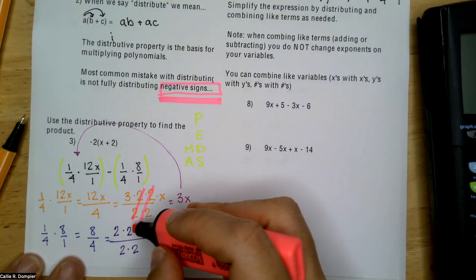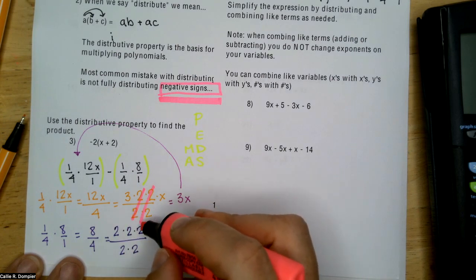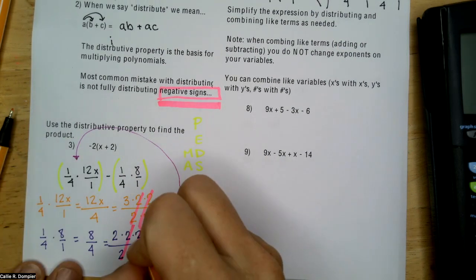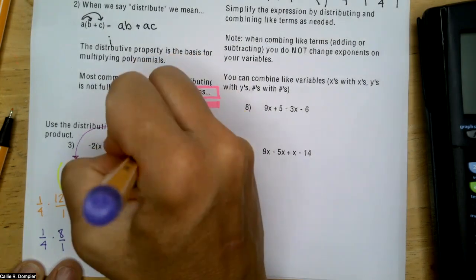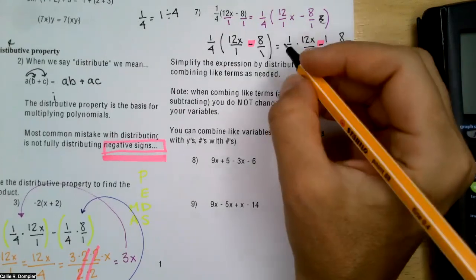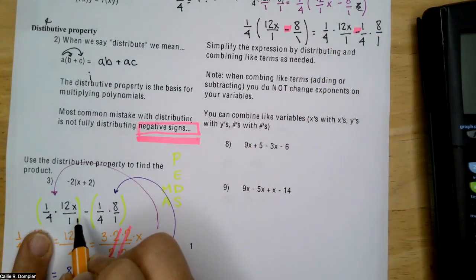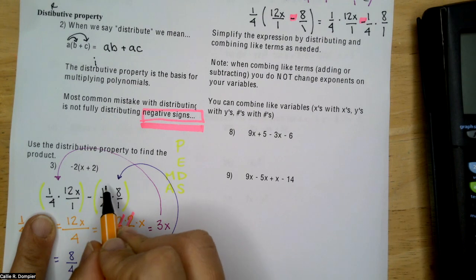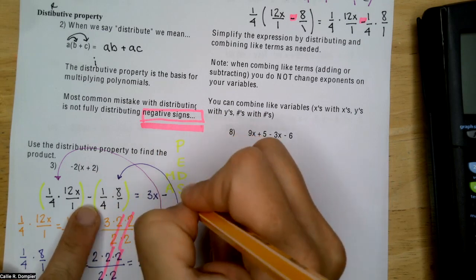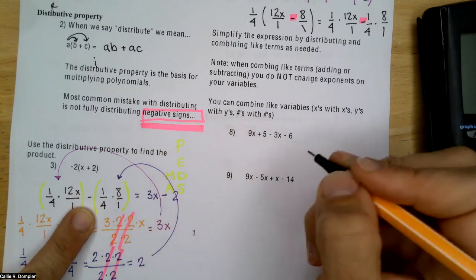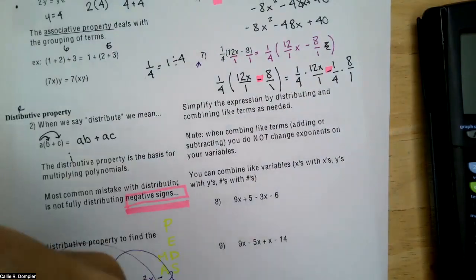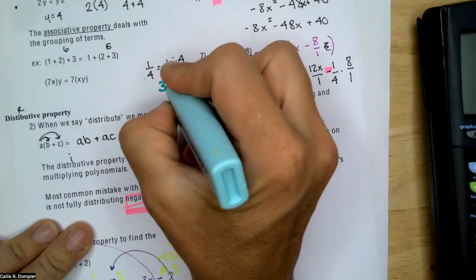So you just turn 8 into all its prime numbers multiplied together. 8 is 2 times 2 times 2. So 8 divided by 4 is just 2. So that original quantity, 1/4 times 12x/1 minus 1/4 times 8/1 is now 3x minus, keep that minus sign, 2. Okay. That was 3x minus 2.